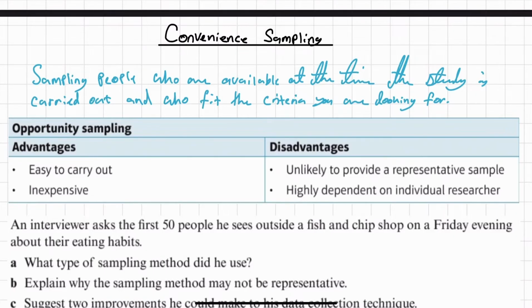And this is where you sample people who are available at the time of the study and who fit the criteria you're looking for. The advantages of convenience sampling is it's easy to carry out and it's inexpensive, but the disadvantages are that it's unlikely to provide a representative sample and it is highly dependent on the individual researcher and the skills they have. How good are they at using convenience sampling?